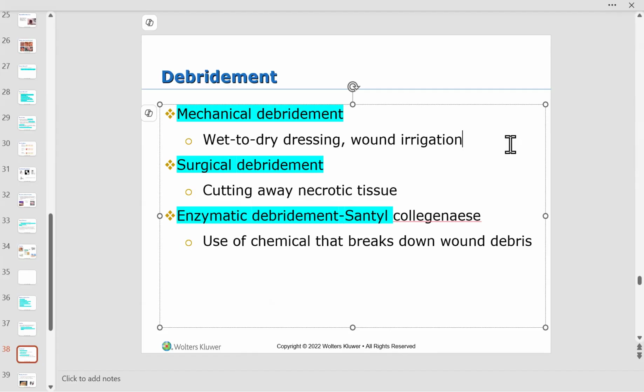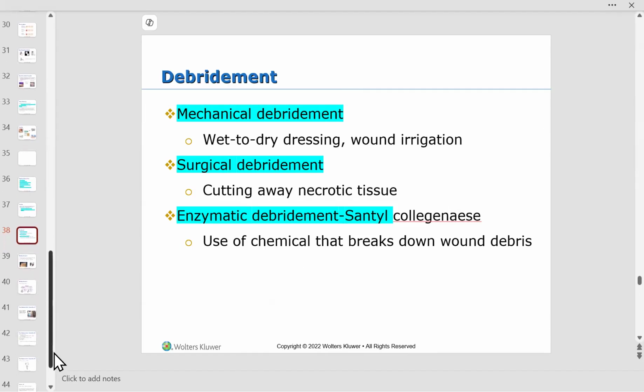That is mechanical debridement. Also, wound irrigation can debride. When we forcefully irrigate a wound with saline, that will sometimes get some of the slough out. Then there's surgical debridement. We have to bring them into the operating room and cut the necrotic tissue away. And then there's enzymatic debridement, Santyl. That's a collagenase debriding ointment. We put it on the wound and it will chemically debride or eat away at the dead tissue or the slough. It does not damage good skin though.